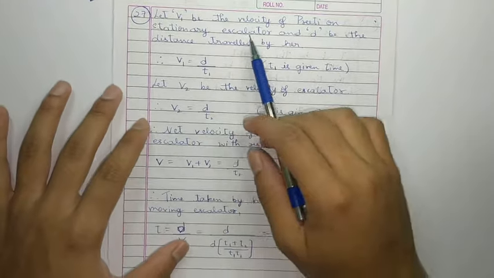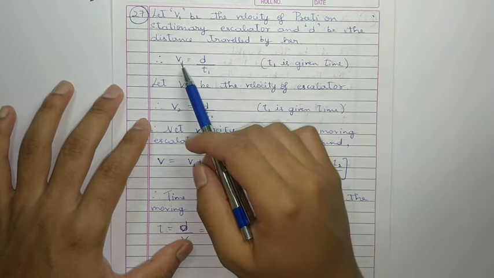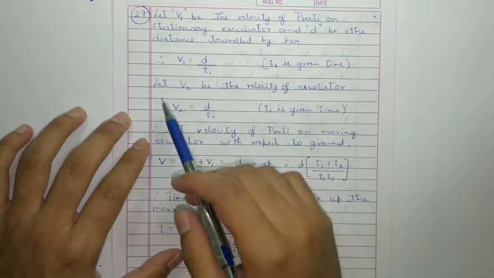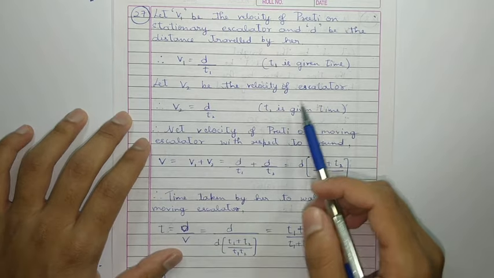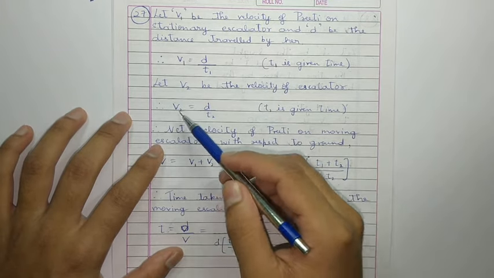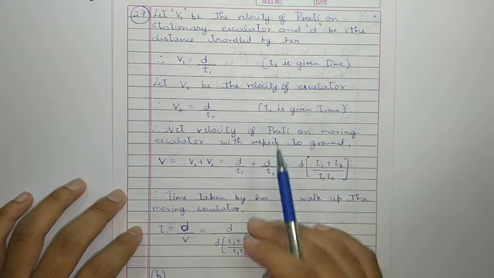Let v1 be the velocity of Preeti on the stationary escalator and d be the distance travelled by her. We know v1 = d/t1. Here t1 is the given time. Let v2 be the velocity of the escalator. When Preeti is stationary on the escalator, that velocity is given by d/t2, where t2 is the given time. The distance is the same in both cases.